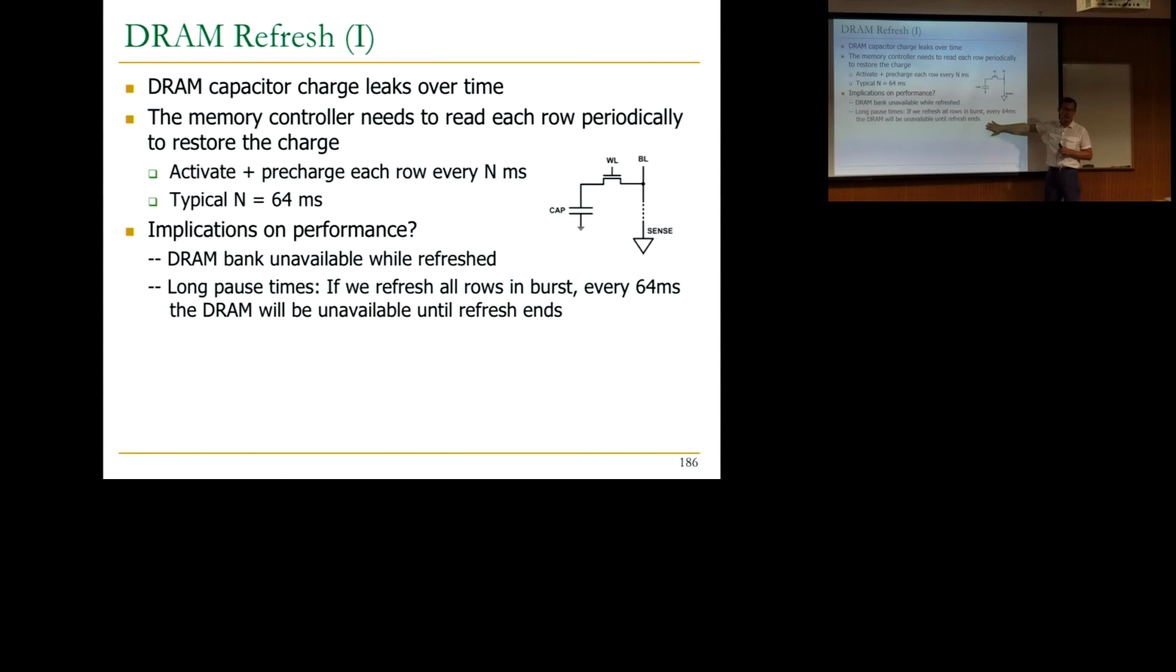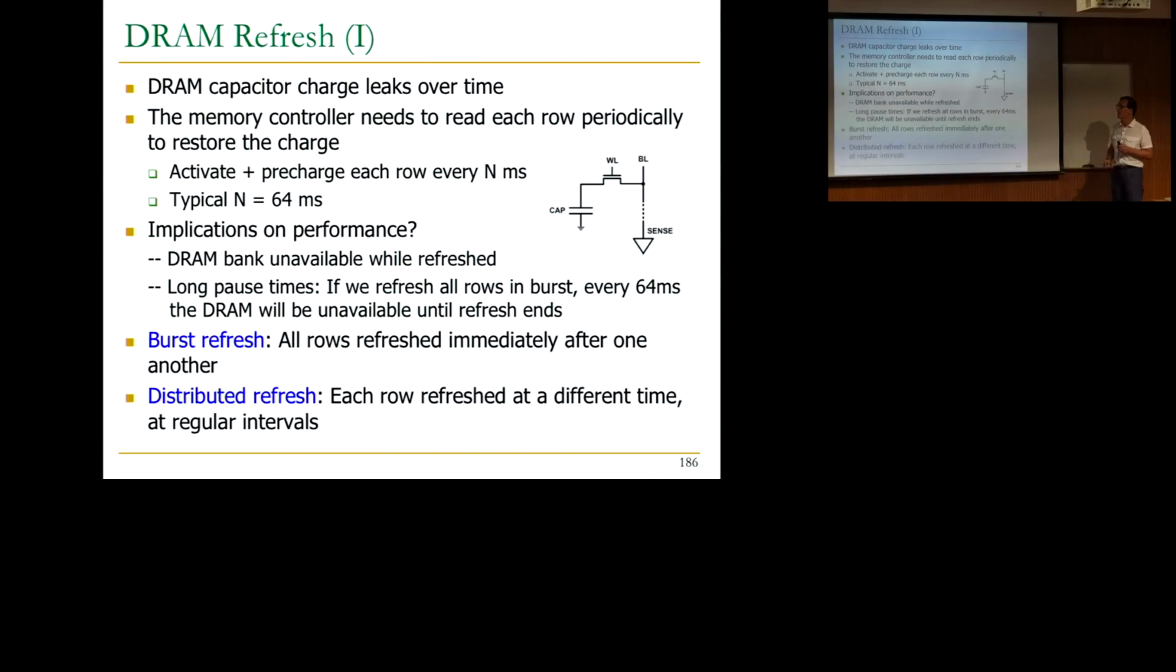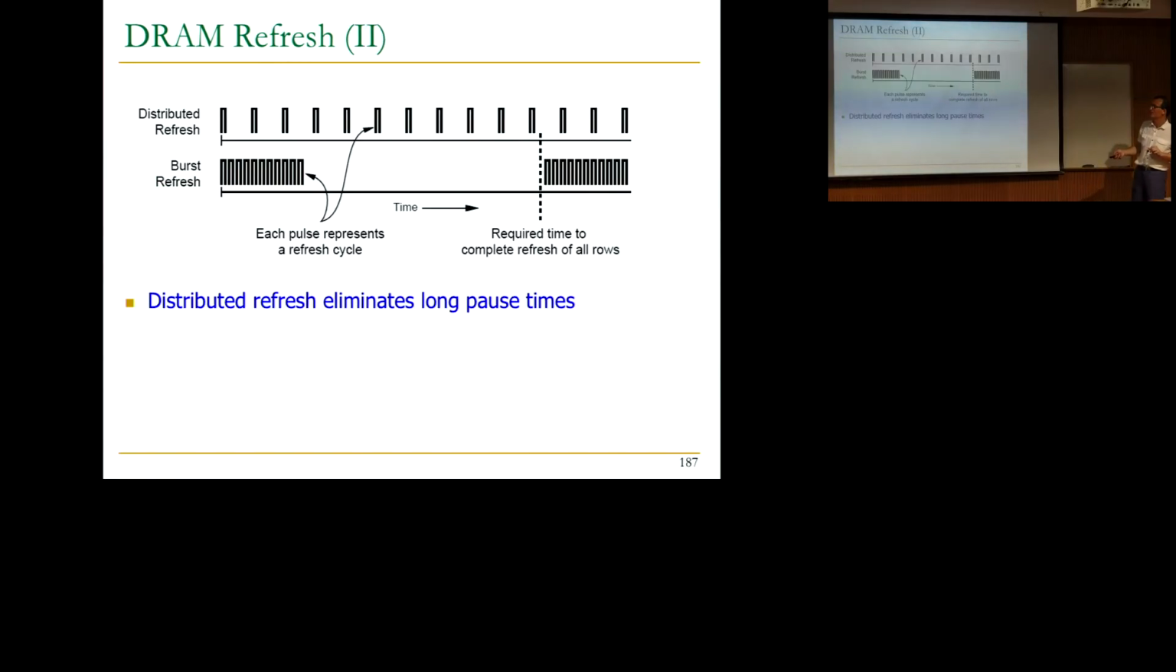If you actually refresh all rows in a burst, which is what used to be done a long time ago, every 64 milliseconds, the DRAM will be unavailable until the refresh ends. This is called burst refresh, which is not a good idea. All rows are refreshed immediately after one another. Distributed refresh is better, and it's implemented, as far as I know, in all controllers today. Each row is refreshed at different times at regular intervals, or each chunk of rows is refreshed.